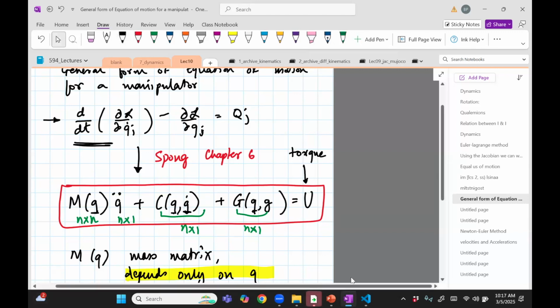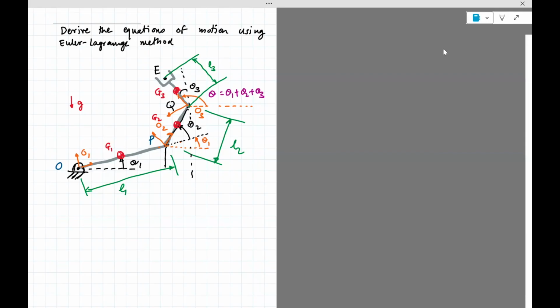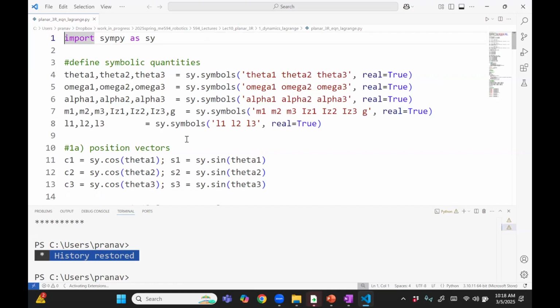So we'll derive the equations of motion for a 3-link planar manipulator using the Euler-Lagrange equation. Just like we did for that single link pendulum, I've done this for a 3-link planar manipulator, which you've seen in the past. I need to define everything associated with the symbolic variables: angles, velocities, angular acceleration, mass, inertia. We only need one number for inertia because it's only going to move in the z-axis, so only the inertia about the z-axis, and the lengths.